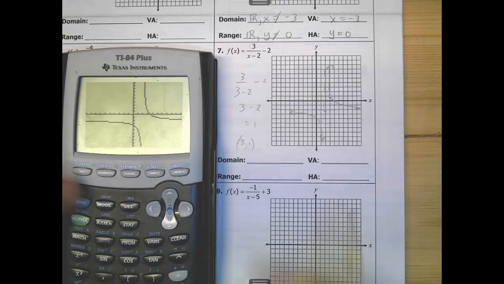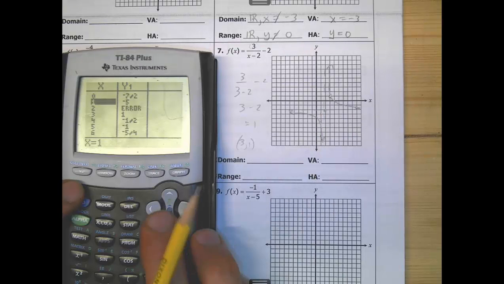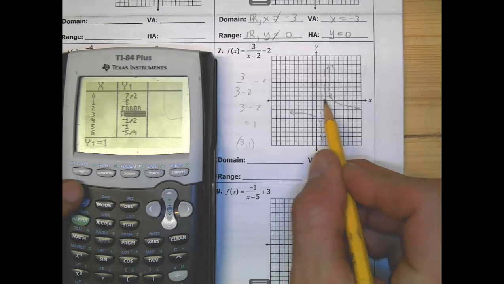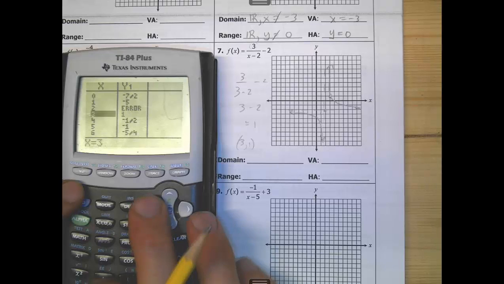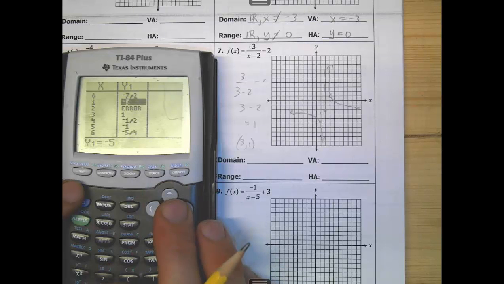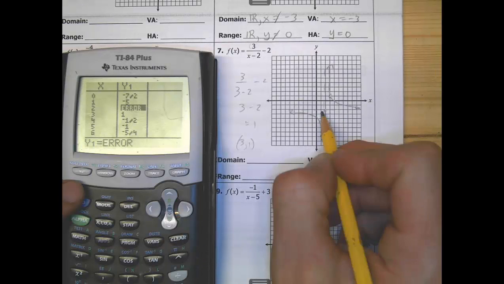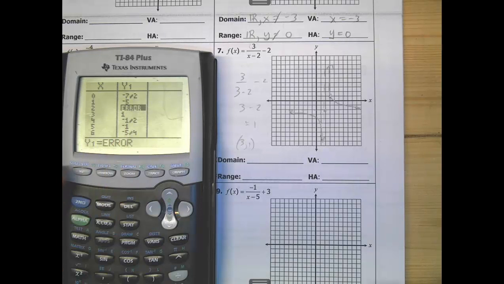All right. And you guys know you can always go to the table, second table, and you can look at points. I told you the point 3 was 1, so let's go to 3 and make sure it's 3, 1. It is. This point down here should be 1, negative 1, 2, 3, 4, 5. So let's go to 1 and make sure it's -5. It is. So you can always graph. The asymptote is the error, right? At 2, we know there's a vertical asymptote at x equals 2, so we expect to see an error there. So we can always double check with our calculator.